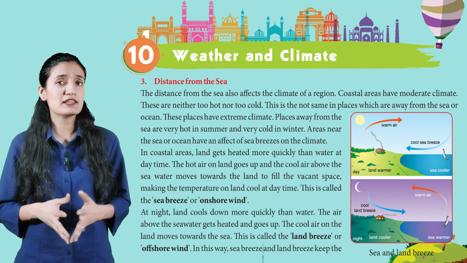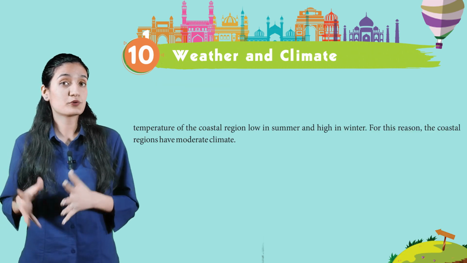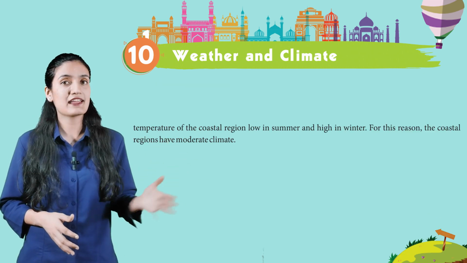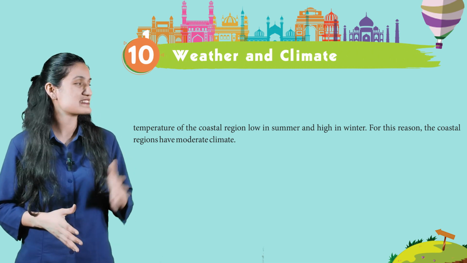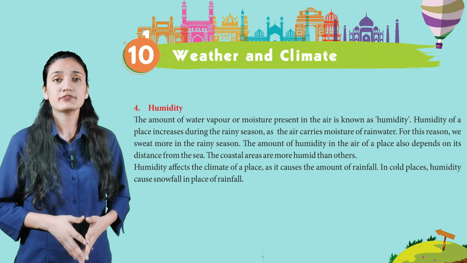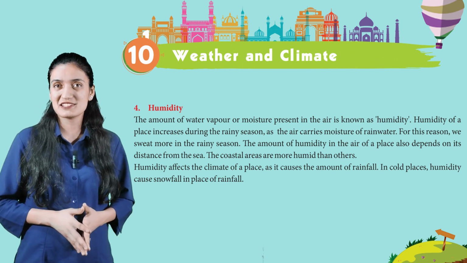In this way, sea breeze and land breeze keep the temperature of the coastal region low in summer and high in winters. For this reason, the coastal regions have moderate climate. Humidity. The amount of water vapors or moisture present in the area is known as humidity.